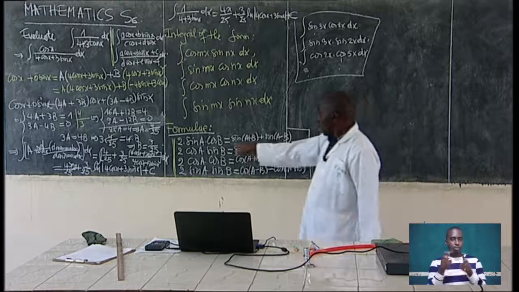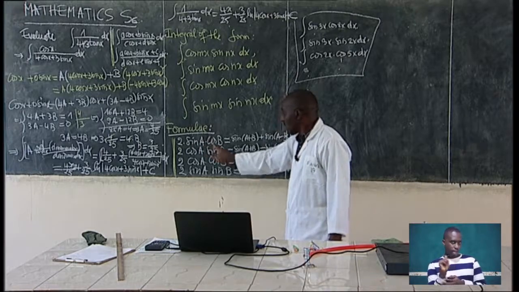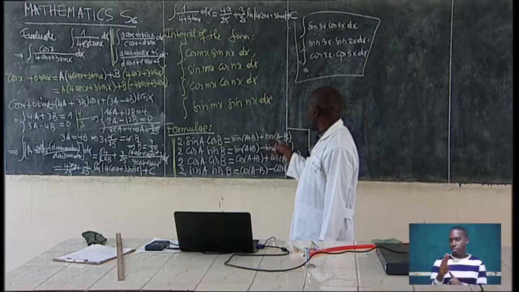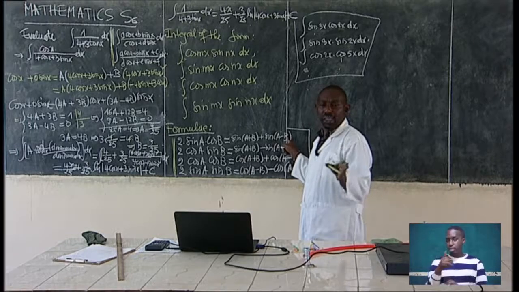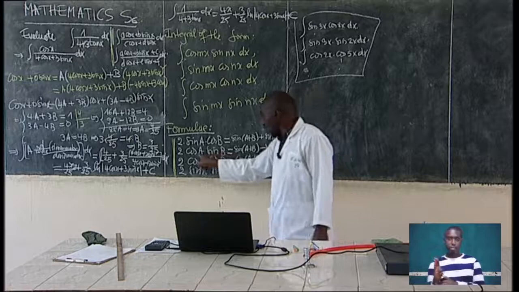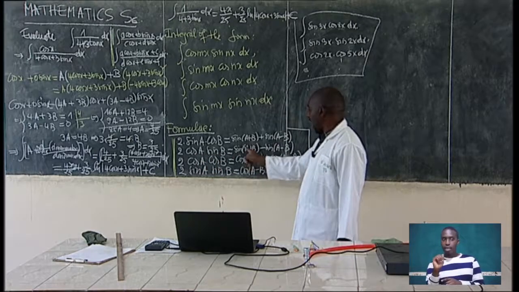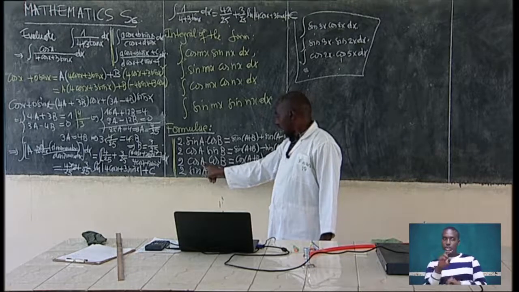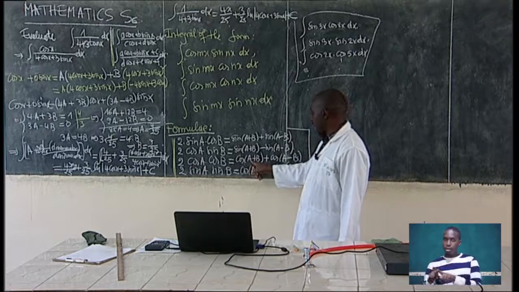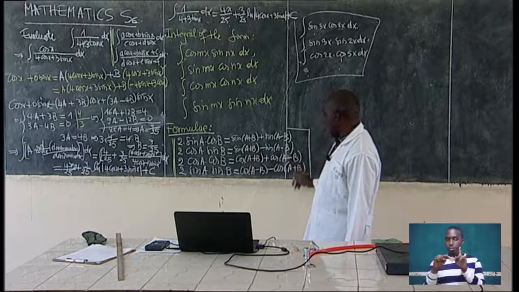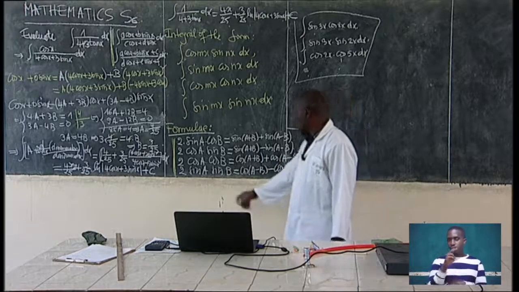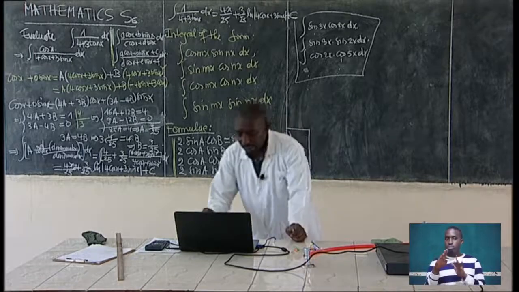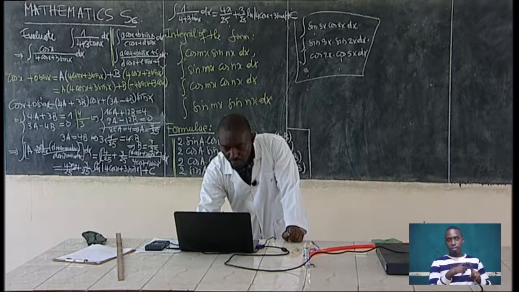Now, as you see, 2 sine A times cosine B is equal to sine of A plus B plus sine of A minus B. It's up to you to recognize the values of A and B. 2 times cosine A times sine B is equal to sine of A plus B minus sine of A minus B. 2 times cosine A times cosine B is equal to cosine of A plus B plus cosine of A minus B. And the last, 2 sine A times sine B, is equal to cosine of A minus B minus cosine of A plus B. Those are the different formulas you have from senior 4.